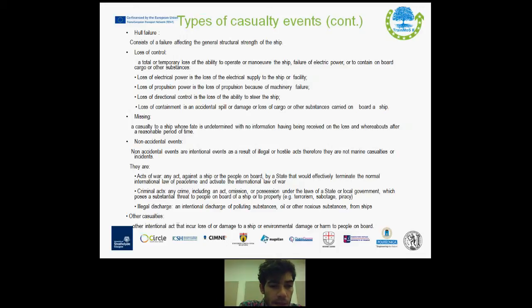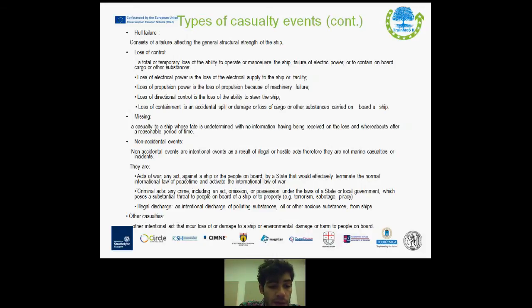More particularly, loss of electrical power is the loss of the electrical supply to the ship or facility. Loss of propulsion power is the loss of propulsion because of machinery failure. Loss of directional control is the loss of the ability to steer the ship, while finally, loss of containment is an accidental spill or damage or loss of cargo or other substances carried on board of the ship.